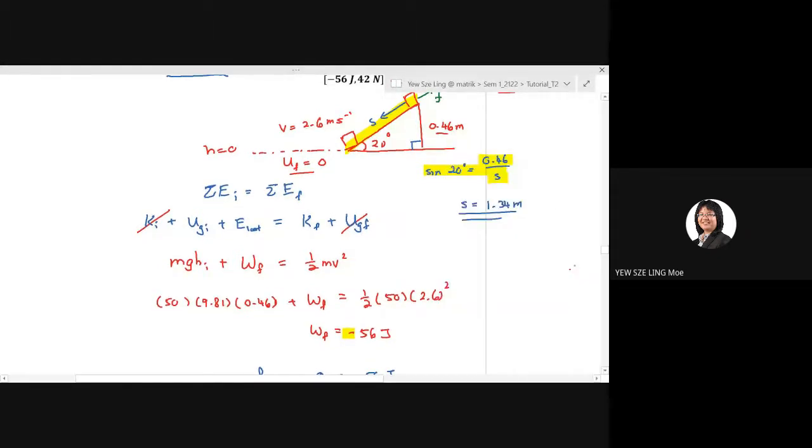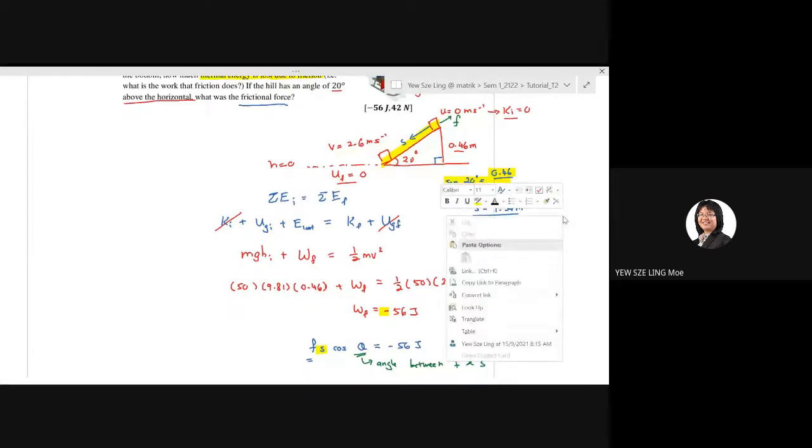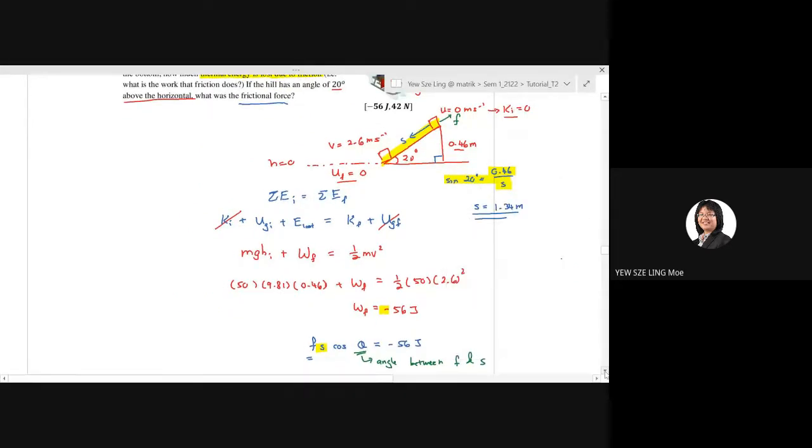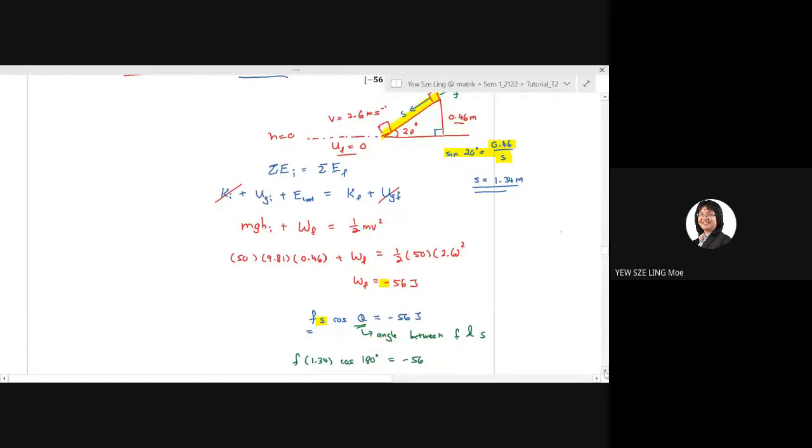I'm going to zoom in. So this is how you solve it. I give you 2 minutes to write it down before we proceed to question number 6. Question number 6 is slightly more complicated. Why? Because it involves 2 objects. So 2 minutes for you to write it down. If you are done, then you can try question 6 first.